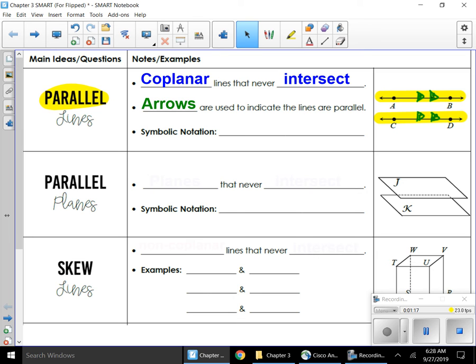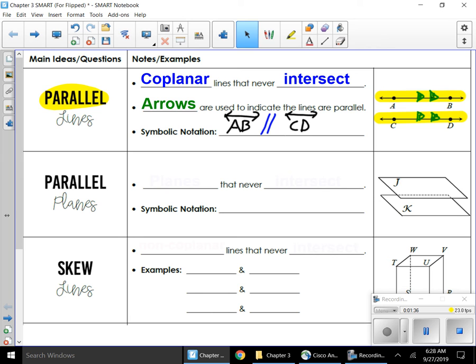Symbolically, since we're talking about lines here, we have line AB, we have line CD, and the notation for parallel is just two parallel line segments, kind of at a slash, an angle like that. So that symbol means parallel.